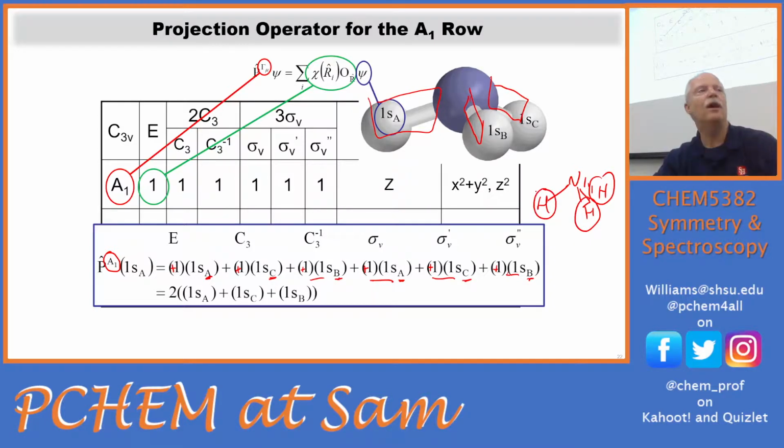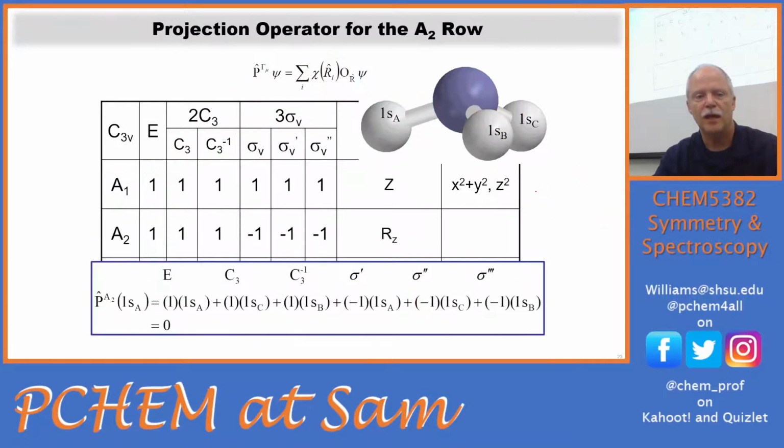That's the A1 molecular, or symmetry adapted linear combination. If I do the A2, you can go through this and see where the minus signs are. They're on all the reflections, and so that cancels everything out. So there's no combination of the three 1s orbitals that gives me A2 symmetry.